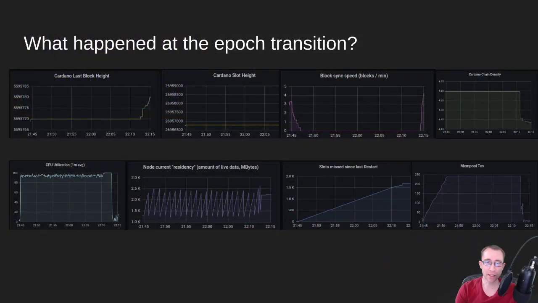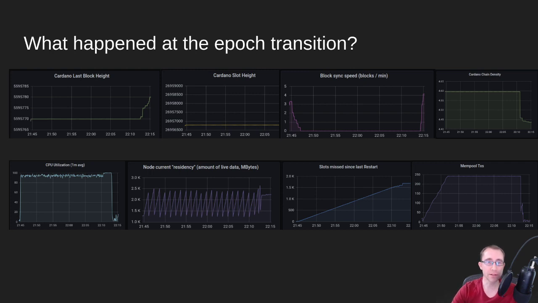So first of all, let's take a look at some of the charts. At the epoch transition, we had a huge long string of no blocks for about 25 minutes. You see the slot height also didn't increase. Our block sync speed, blocks per minute, went down to 0. Our chain density dropped, like how densely packed the blocks are.